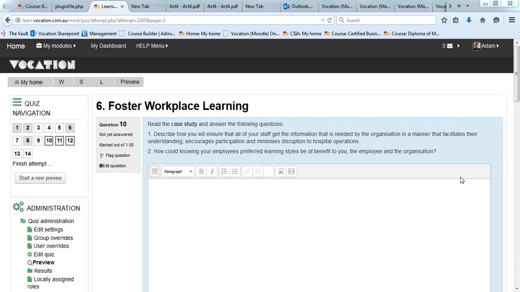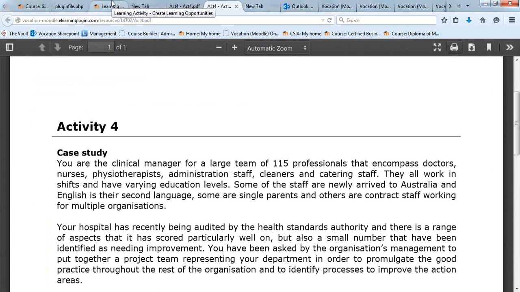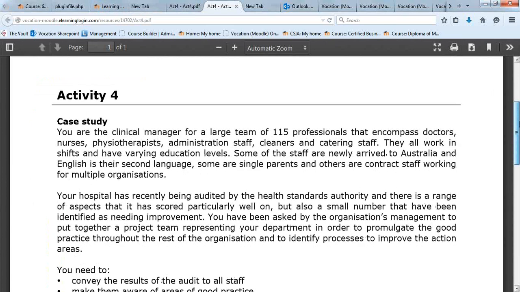Yeah, of course. I guess what we're looking at here is describe how you can ensure that all of your staff get the information that is needed by the organisation. So there are specific areas where the case study has requested that you provide information. I think one of them was the results of the actual audit itself. Is that right? It's hard to bring up the case study at the same time as the question. So what you need to do is relay certain bits of information.